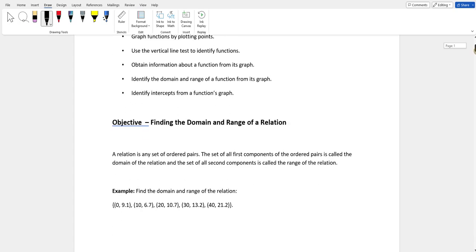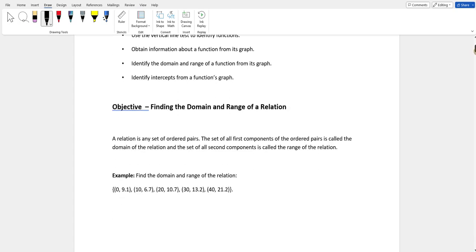So first, let's talk about how to figure out the domain and range of a relation. A relation is any set of ordered pairs. The set of all the first components in the ordered pairs is called the domain, and the set of the second components is called the range. So you have an ordered pair, which is two numbers. The first number is your domain, that's your x value, and the y value is your range.